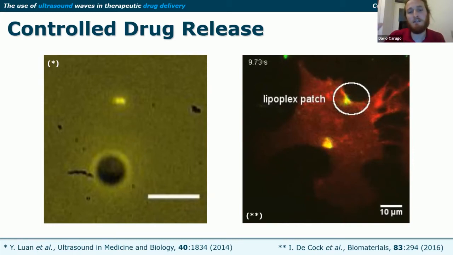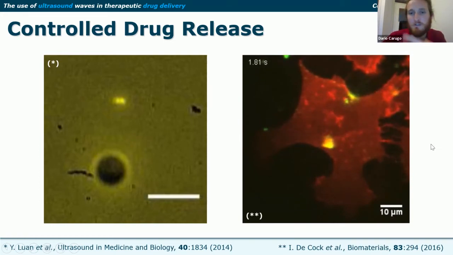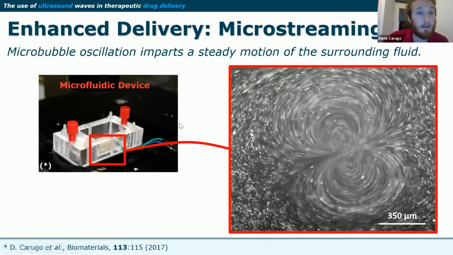But how does that result in better delivery efficiency, in better penetration of the drug within a certain target tissue? Greater delivery efficiency could be due to different mechanisms. Just to mention a couple, the first one is what we call microstreaming. When a bubble undergoes that stable oscillatory motion, it practically acts as a micropump. It's able to impart momentum to the surrounding liquid and generates vortical flows in the form of counter-rotating vortices, as shown in this image here.